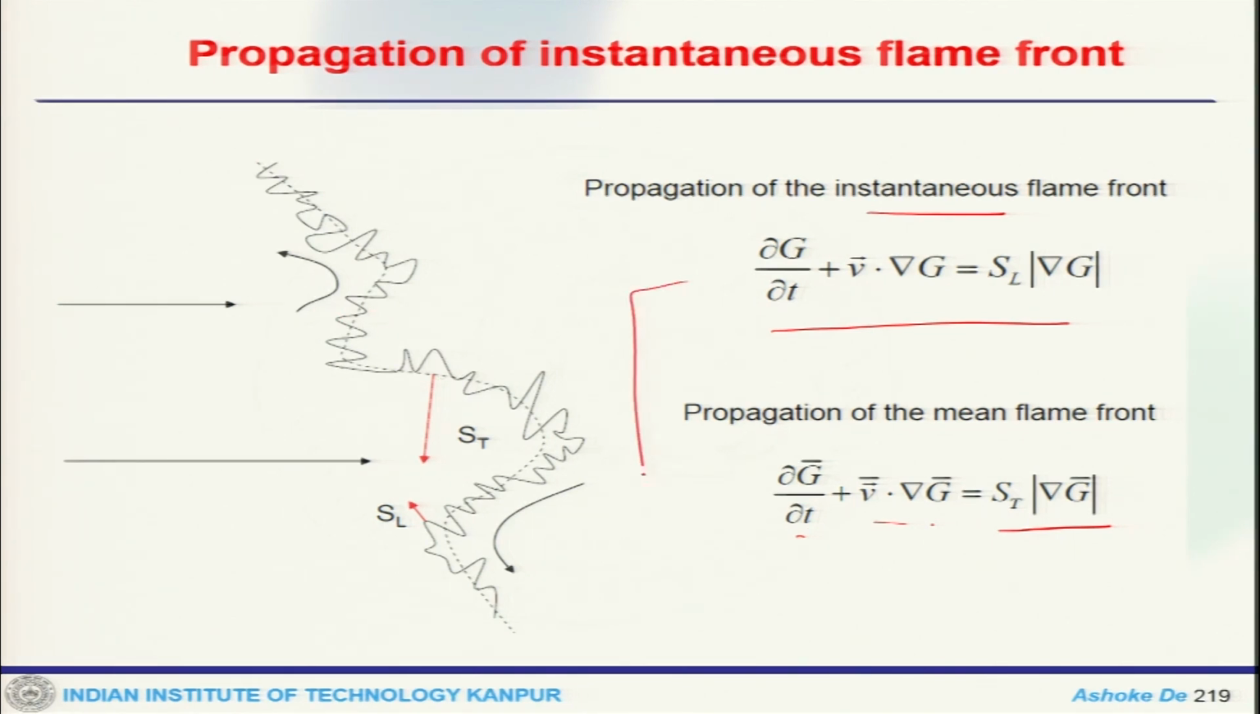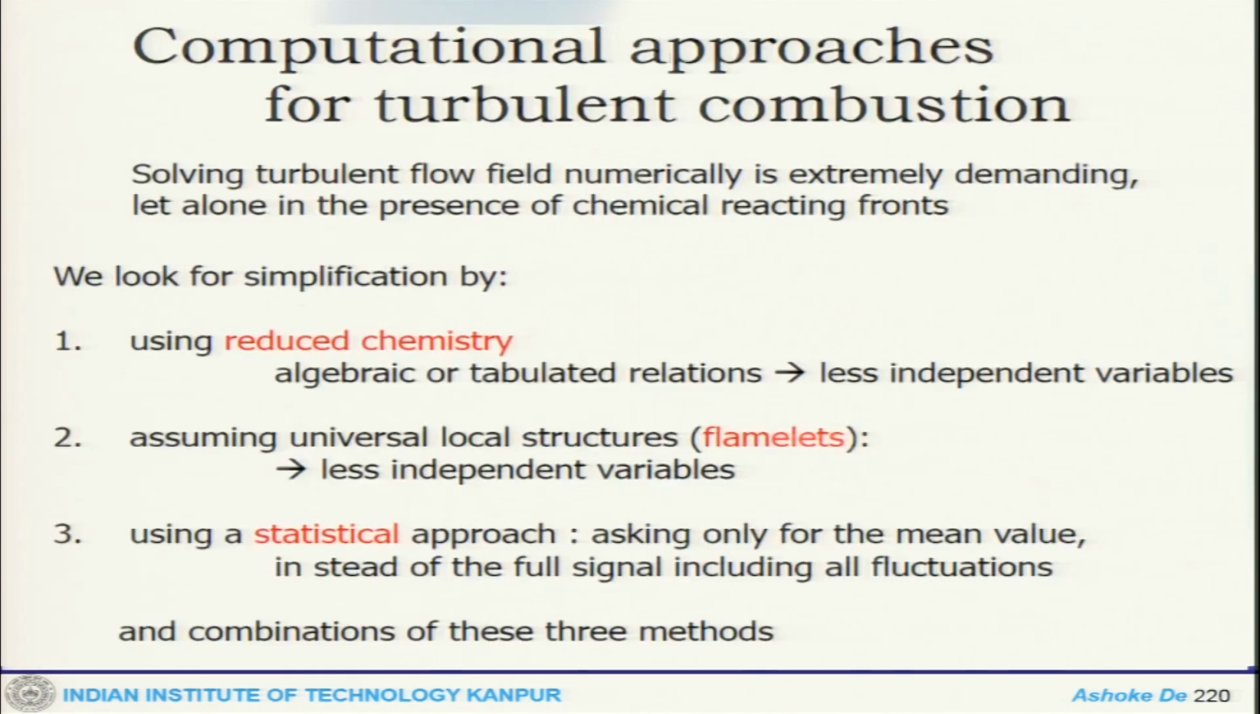So these two equations are slightly different, because when you look at the instantaneous flame front, on the right hand side you have SL, while the mean one propagates with a turbulent flame speed. So when you take all of this into consideration in the equation system and solution for the computational approaches, we have to actually solve this in a quick turnaround time with chemical reactions, so one can look for simplifications.